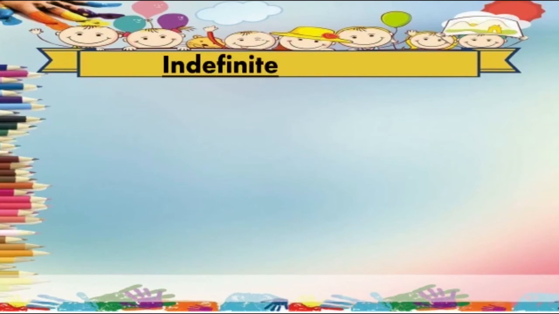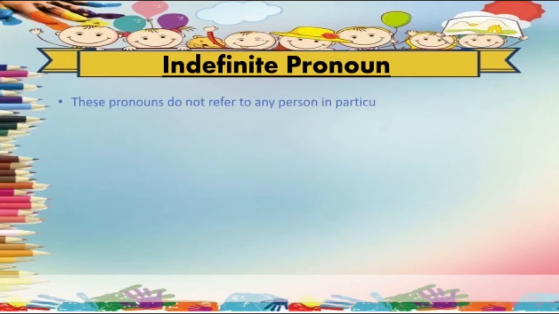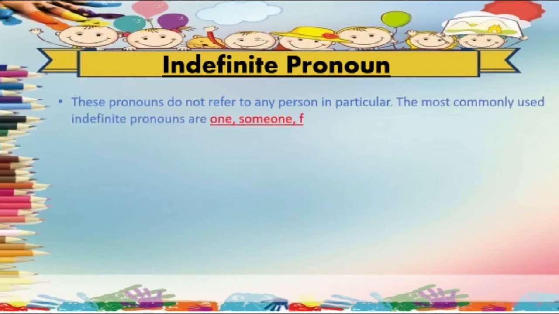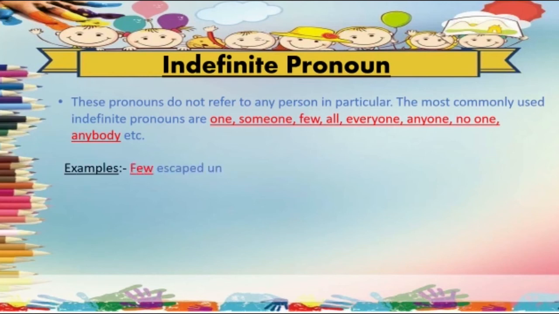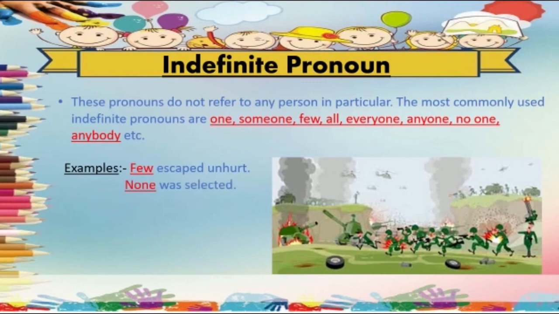Children, now let's study about indefinite pronouns. These pronouns do not refer to any person in particular. The most commonly used indefinite pronouns are one, someone, few, all, everyone, anyone, no one, anybody, etc. Examples: few escaped unhurt. None was selected. All the words given in red here denote indefinite pronouns.